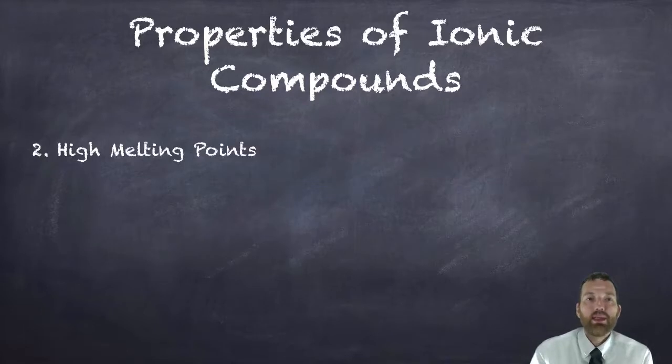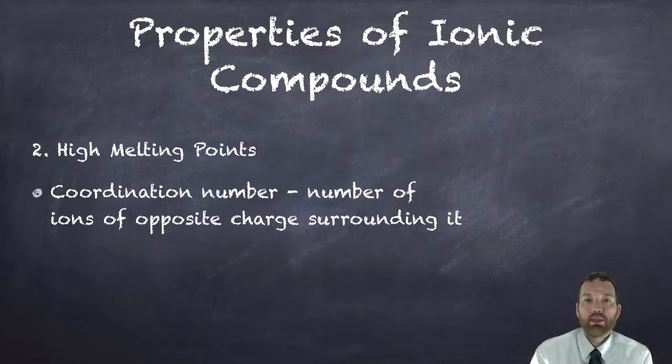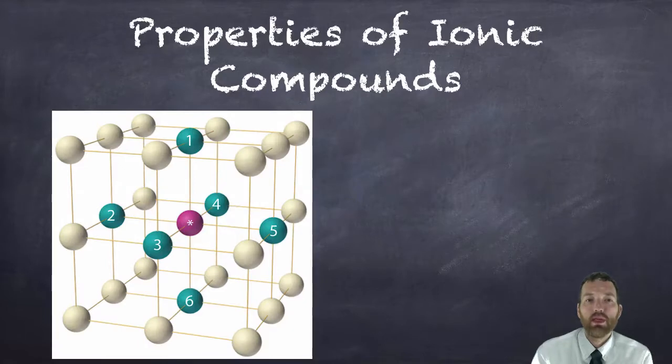Another property is that they have extremely high melting points, and this can be estimated by what's called the coordination number. This is the number of ions of opposite charge that surround it. So here's table salt again. It doesn't matter which one we consider the purple to be. Let's say it's sodium. It's surrounded by 1, 2, 3, 4, 5, 6 chlorines on each side. You could do the same thing for chlorine. Each chlorine is surrounded by 6 sodiums on each side. So the coordination number for table salt would be 6.